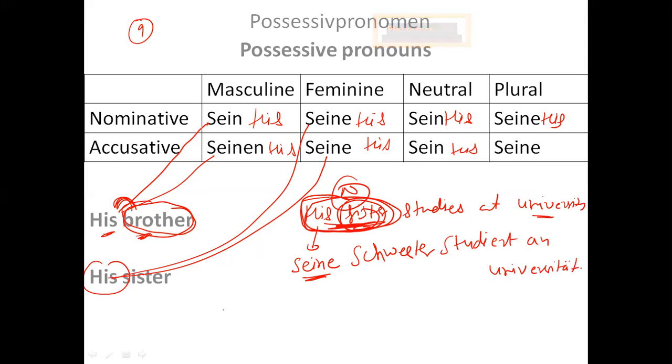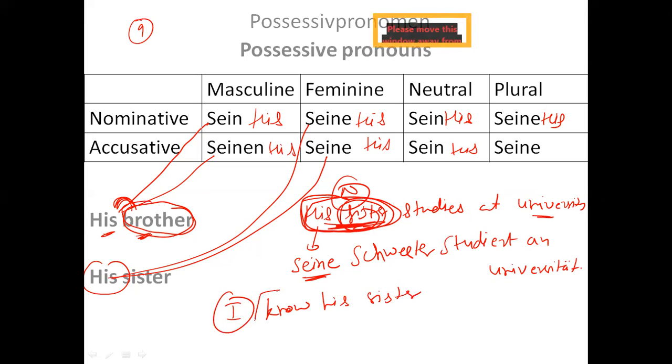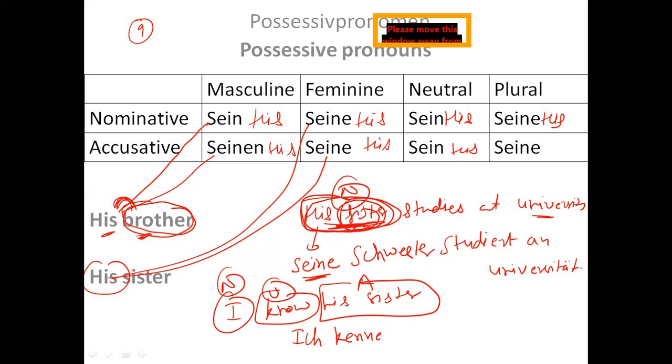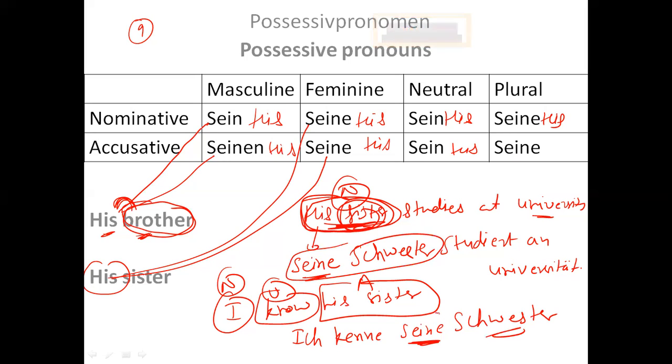And if I say, I know his sister. Now this is the verb, this is the nominative, this is the verb, and this is an object. So this is nominative, verb, and accusative. Hence, ich kenne seine Schwester. Again, there is no difference in spelling. Only the part is different: this is nominative and this is accusative, right?